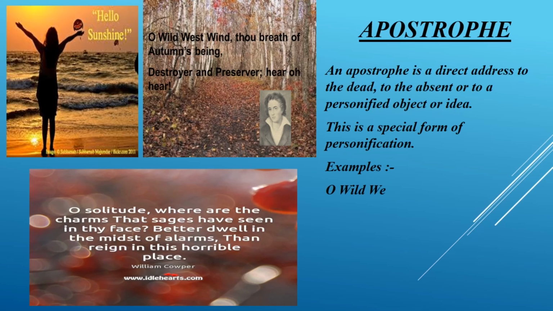O wild west wind, thou breath of autumn's being. Here you see that the poet is directly talking to the west wind. He is directly addressing the west wind, telling it that it is the breath of the season of autumn. So when you see the poet directly addressing a personified idea, the figure of speech will be an apostrophe.